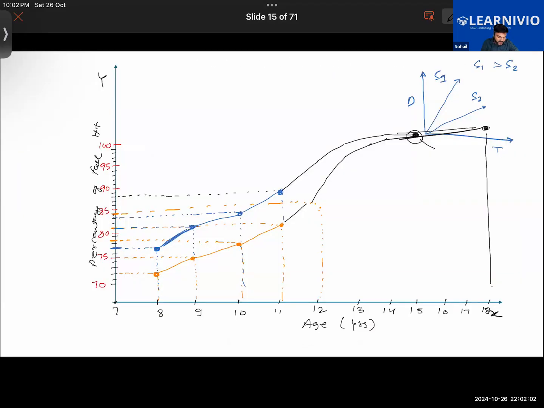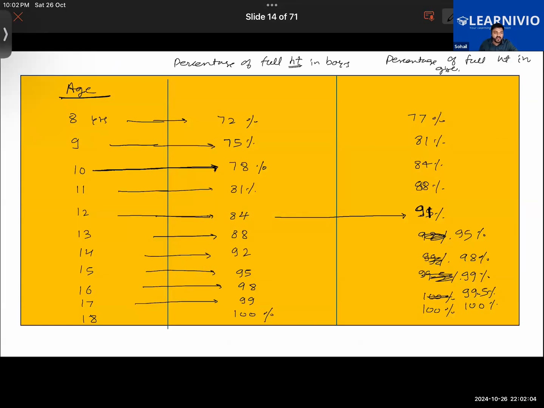Further, we will now learn about the formula to calculate the expected growth of height of a person. For example, if you are 12 or 13 years of age, what will be the full growth of your height? In order to understand that, we have a table.